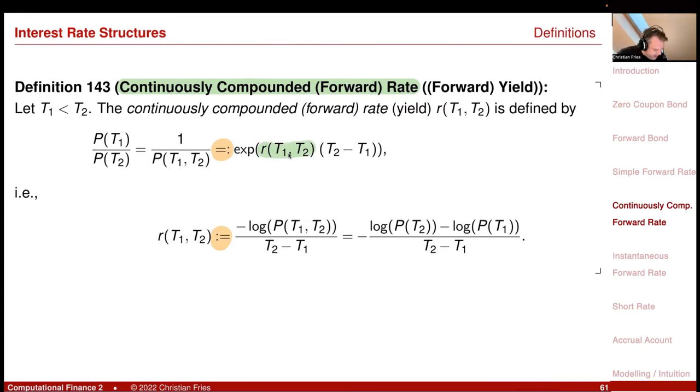If you solve this, R is minus the logarithm of the forward bond divided by the time period. Since the forward bond is the ratio of P(T2) divided by P(T1), this is minus the logarithm of the bond in T2 minus the logarithm of the bond of T1, divided by the time period length. Just an alternative definition. And as a mathematician, you would maybe say, I like the exponential function here because it is not so much connected with this time discretization. And it just looks like a finite difference, a slope. So this is the continuously compounded forward rate, or sometimes also called the yield.